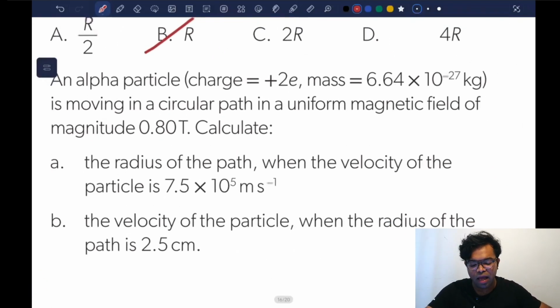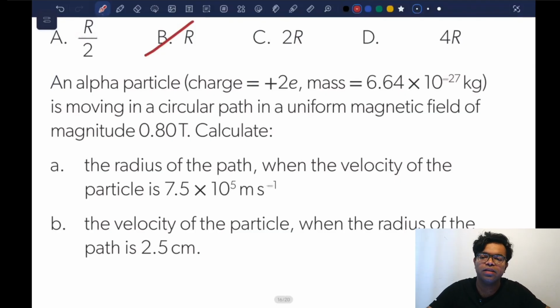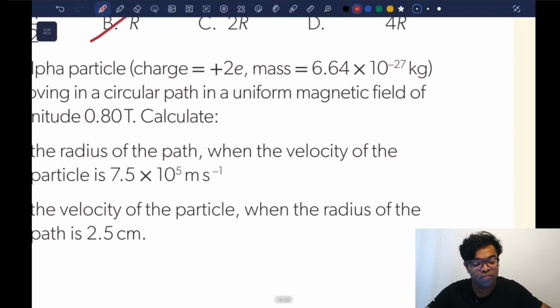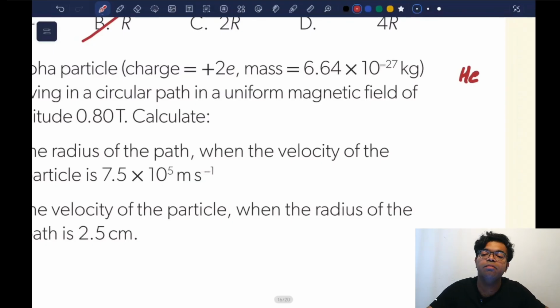Okay. Next, an alpha particle. What is an alpha particle, Akshay? Helium 2 plus. You have a helium atom here. Helium has two protons, two electrons, and two neutrons. Now, if you somehow remove both the electrons, you get a helium 2 plus. That is what an alpha particle is.